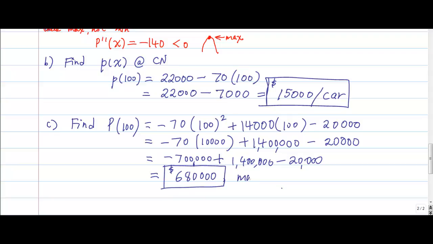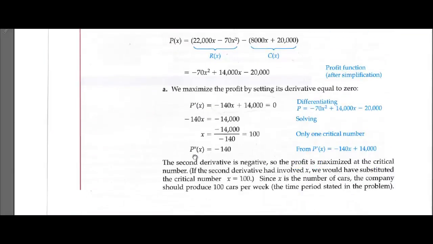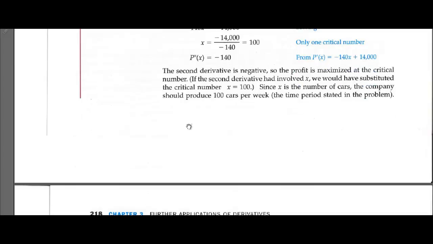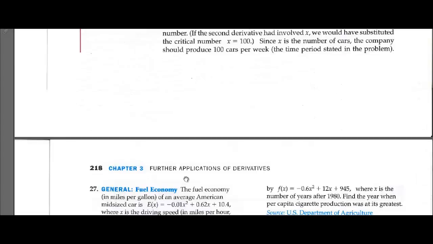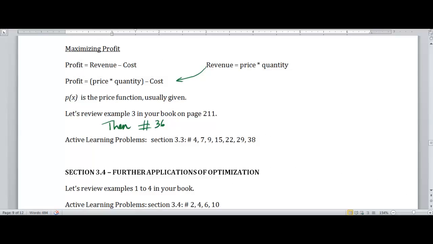Okay, so that is the max profit. So basically your book does the same thing, and you can go through and read the example if you so desire. Okay. Let's look at number 36, I think it was. Yeah, 36.